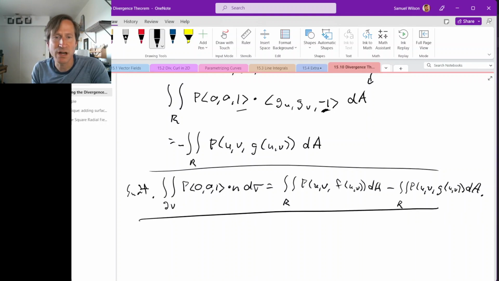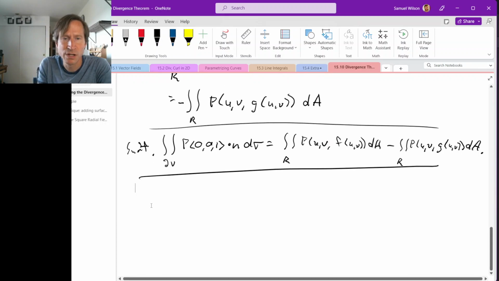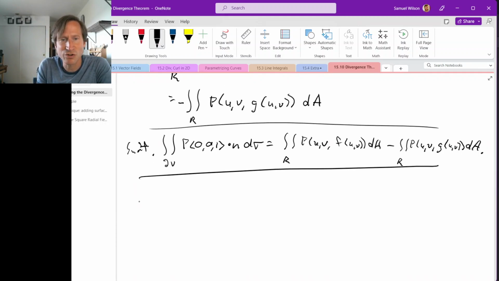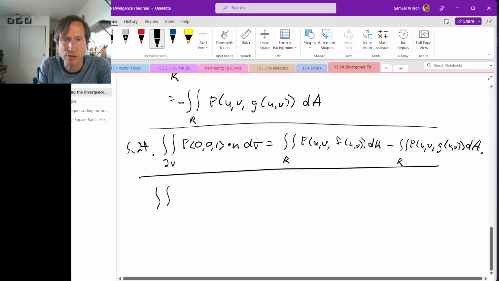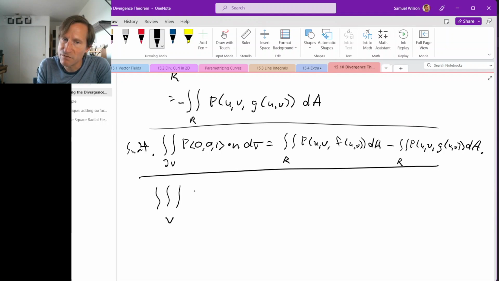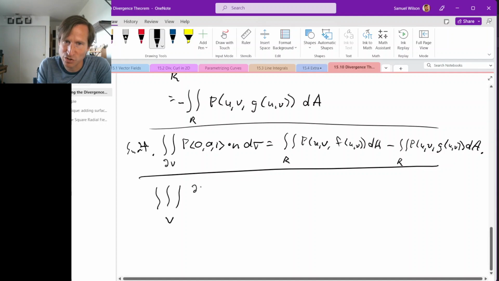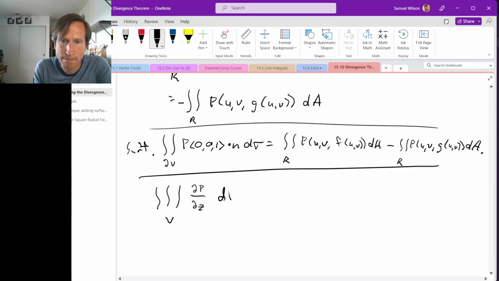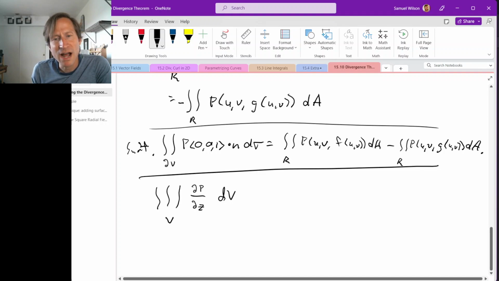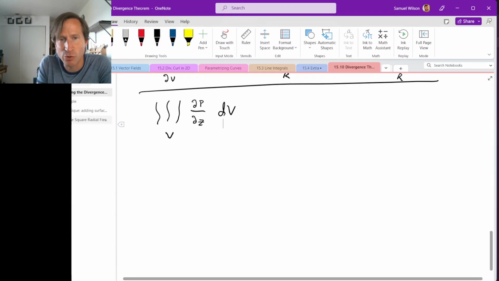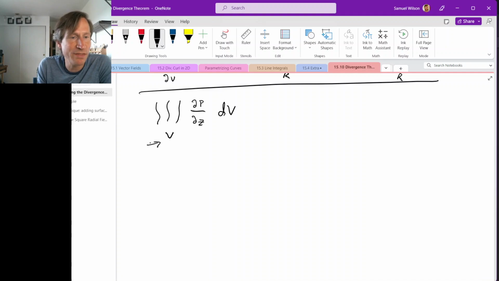So now let's do the volume integral. And remember, for the part of the volume integral, we were going to calculate the integral over the volume of the portion of the divergence coming from P. So that's partial P, partial z, which maybe I should have written P sub z, dV. But remember, our volume has a special shape, so we can be a little more specific about what this integral is by writing down its bounds.